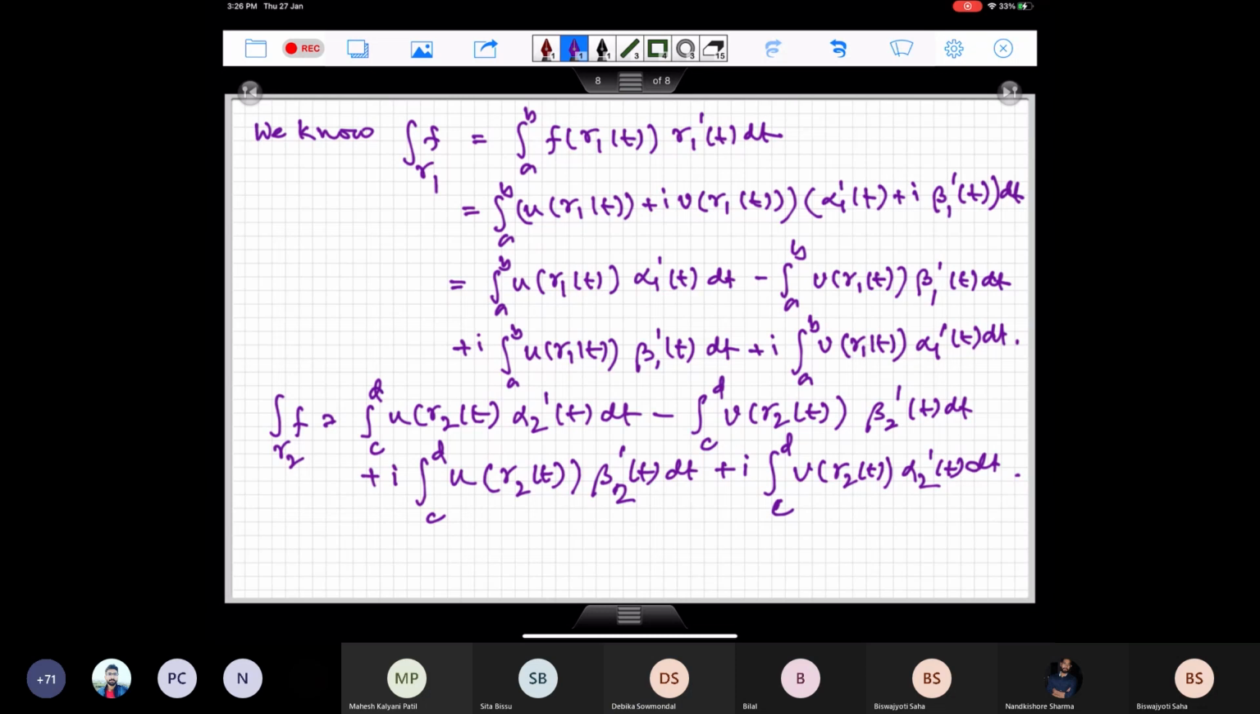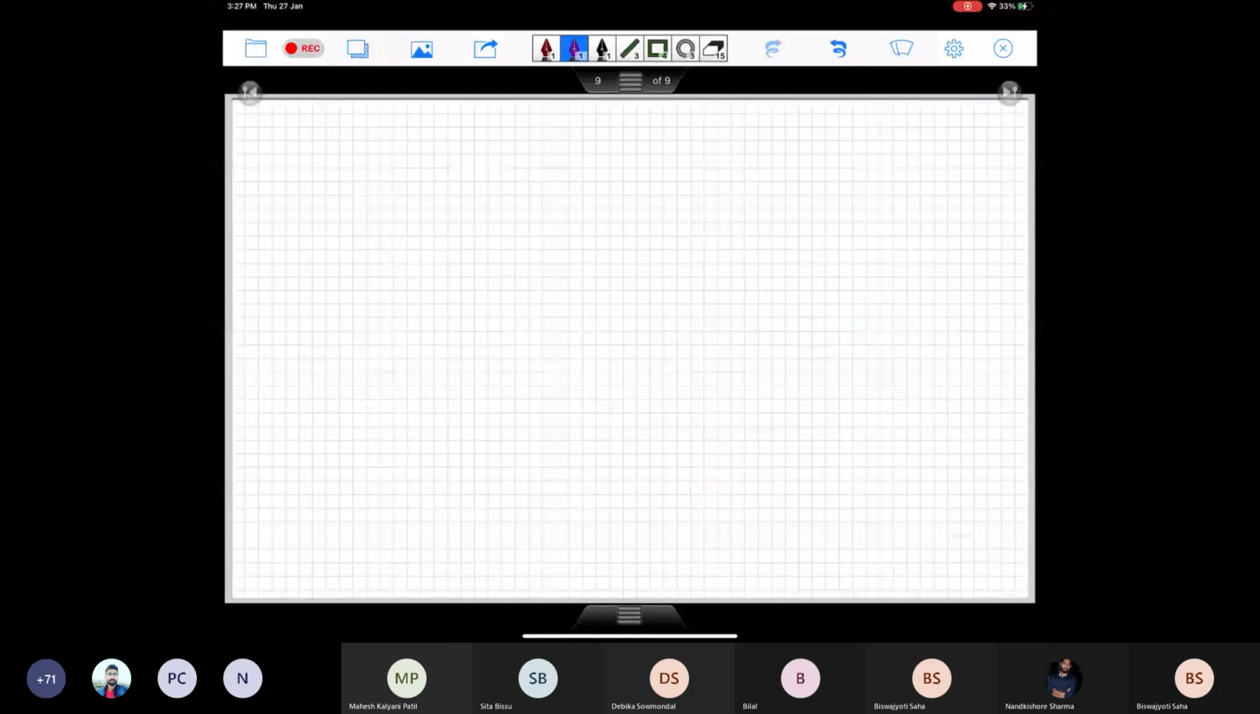Now my idea would be to equate this and this, similarly this and this, and all of that. That's a very obvious thing which you can predict. Let me show it explicitly for one case. We have lambda from CD to AB, and the property of lambda is such that gamma 2 is gamma 1 composed with lambda. This is the property.